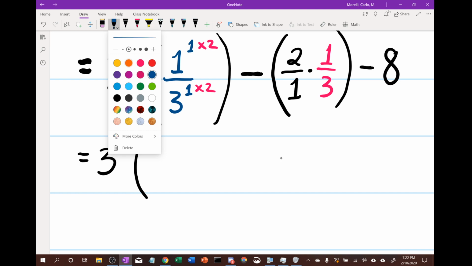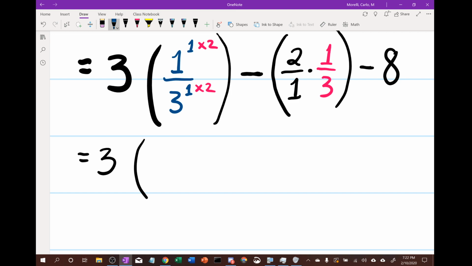What was that? I'm just saying it. Oh, you're just saying it. I thought it was a dog. Yeah. So that's 1 squared over 3 squared. Oops. I sound like a puppy.